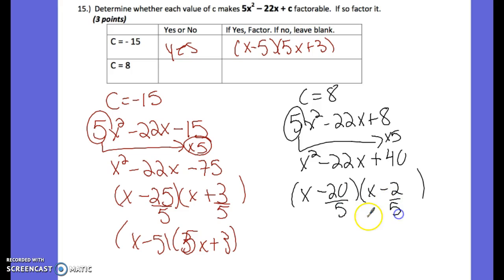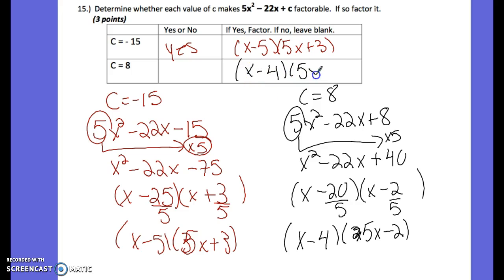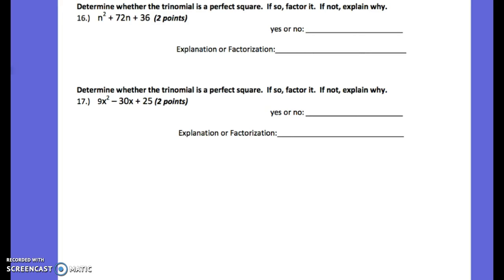So now divide by 5. X minus 4, 20 divided by 5 is 4. 2/5 is simplified, so you get 5x minus 2. So you have x minus 4 and 5x minus 2. So yes, it did factor. The only way to do it is by trying it.